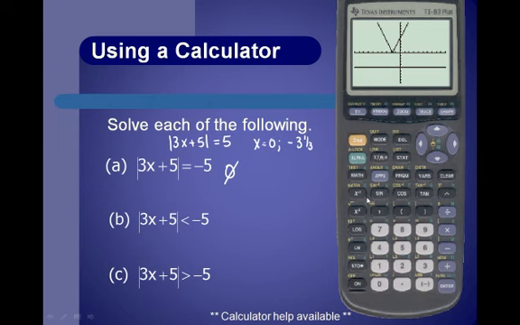Now the next part, the absolute value of 3x plus 5 is less than negative 5. Well, remember we said we want to look where y1 is less than y2. Well, in this picture, y1 is never below y2. That's why we say that it is also no solution. Then the C part, the absolute value of 3x plus 5 is greater than negative 5. This time we want to look where y1 is above y2. Notice everywhere in the picture y1 is above y2. Therefore, this solution was all real numbers.